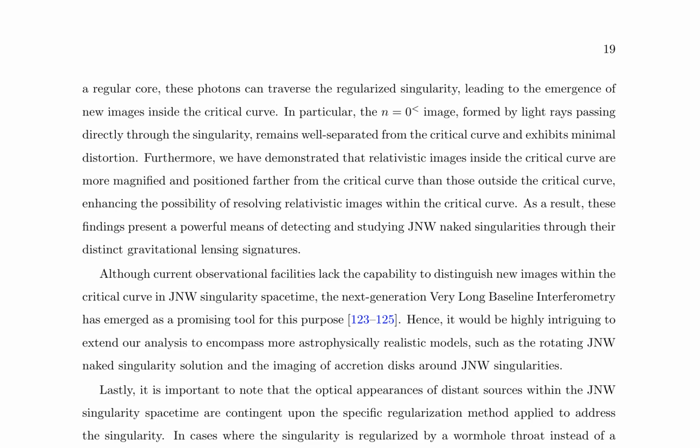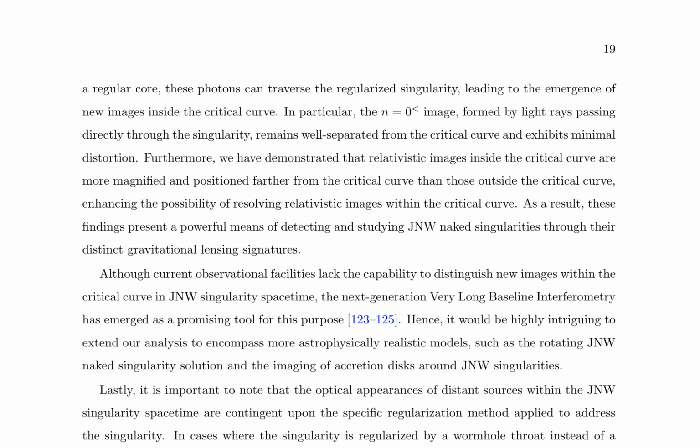In the context of Janis-Newman-Winicour, JNW, naked singularities, the emergence of new images inside the critical curve is facilitated by photons traversing the regularized singularity. Notably, the n=0 image, formed by light rays passing directly through the singularity, remains well separated from the critical curve and exhibits minimal distortion. This phenomenon enables the detection and study of JNW naked singularities through their distinct gravitational lensing signatures.